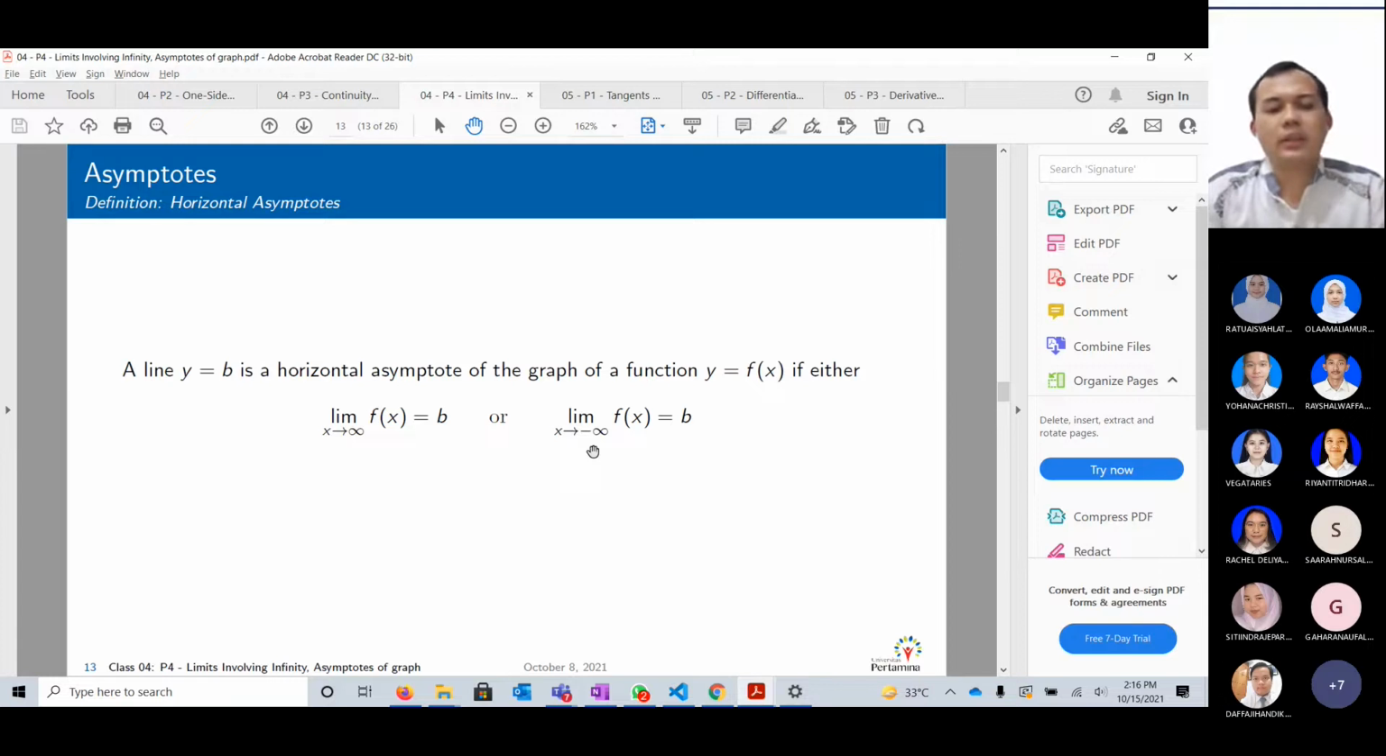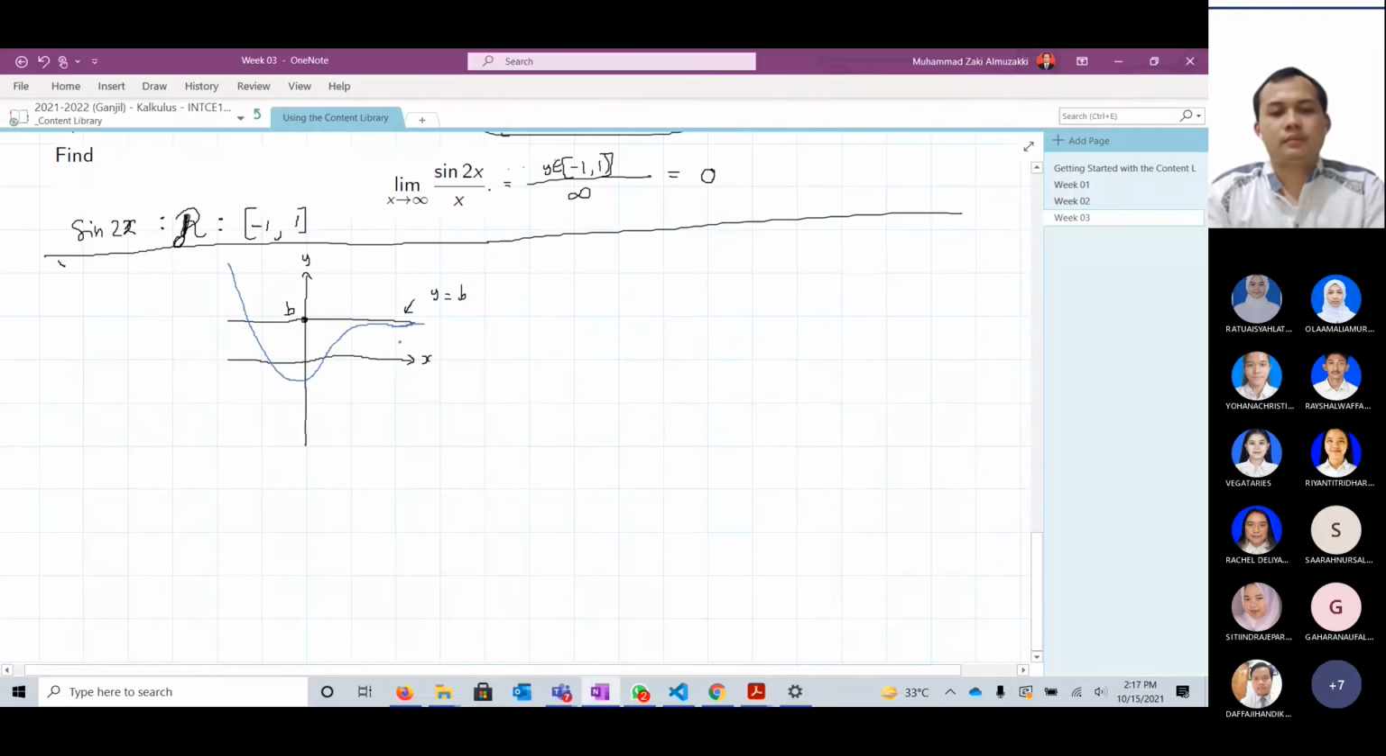Ya, jadi yang penting salah satu dari limit ini terpenuhi, entah limit x menuju positif tak hingganya menuju nilai tertentu, atau limit x menuju negatif tak hingganya menuju nilai tertentu, maka kita punya garis y sama dengan b sebagai horizontal asymptote. Sir, boleh lihat grafik tadi, sir? Ya. Itu garisnya berarti yang limit x mendekati infinite atau yang negatif infinite, sir? In this case, limit x to positive infinite.